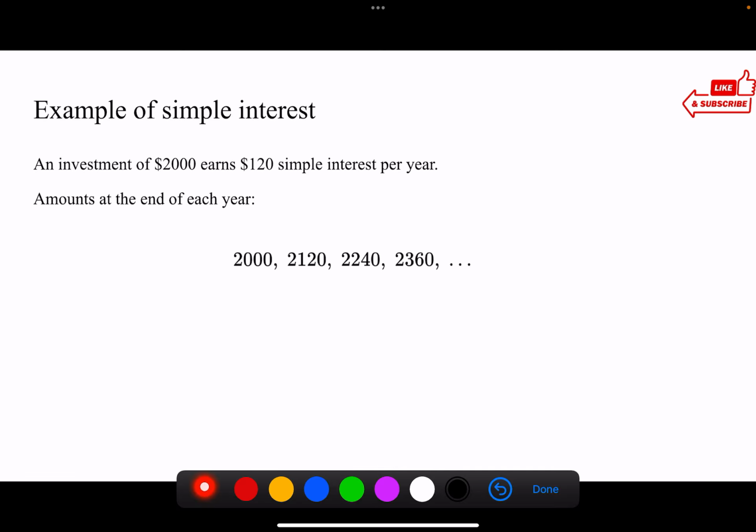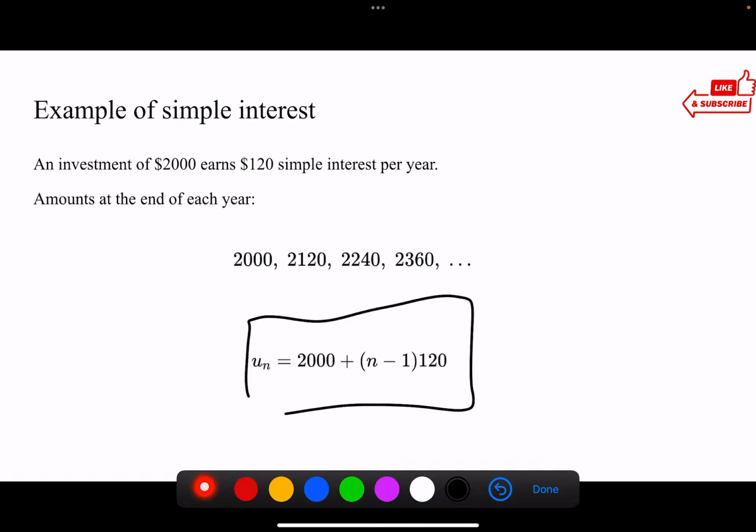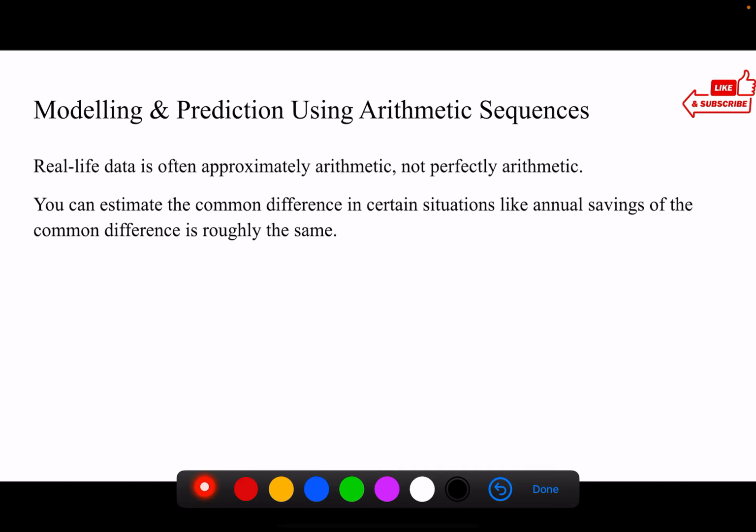So an example of simple interest: an investment of $2,000 earns $120 simple interest per year. So the amounts at the end of each year, that would be 2,000, and then a common difference of 120. So you add 120 each time. And so this gives you the general formula for the nth term, 2,000 plus n minus 1 times 120.